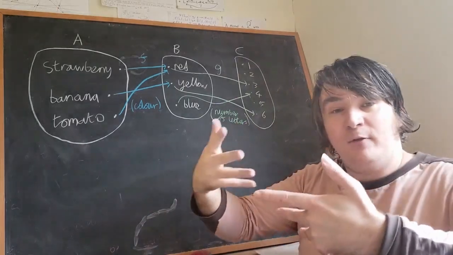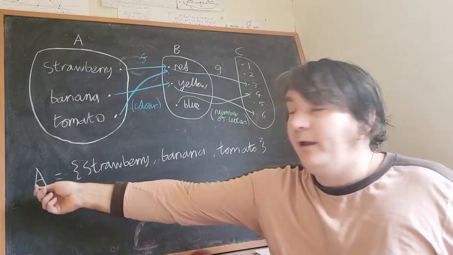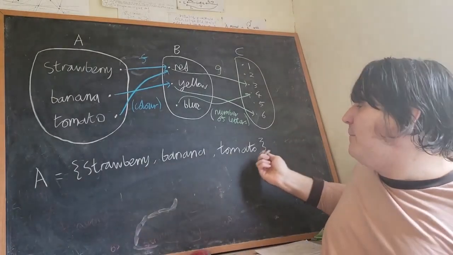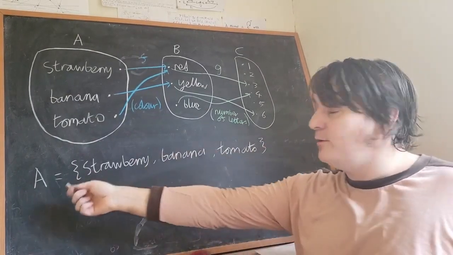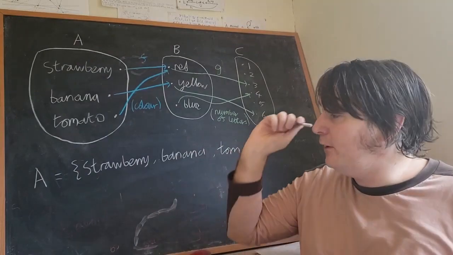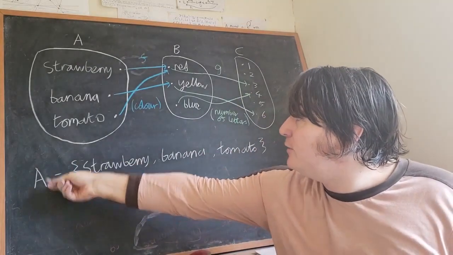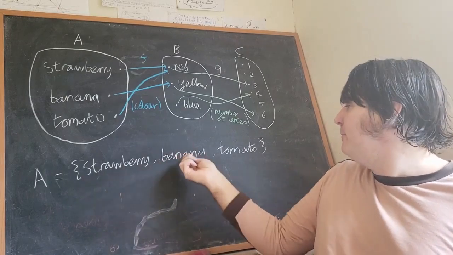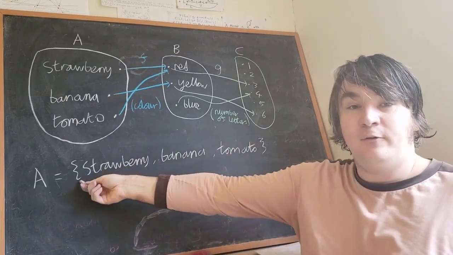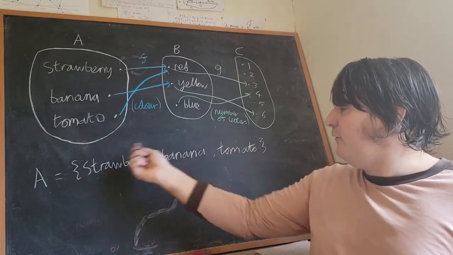We want all the elements in a set to be distinct. And here's how we might express a set using the traditional language of set theory. What we're saying here is that this set, which we're calling capital A, is the set which contains strawberry, banana and tomato. Notice we're using these curly brackets here.